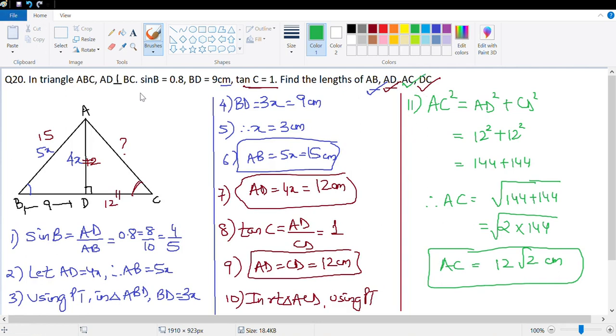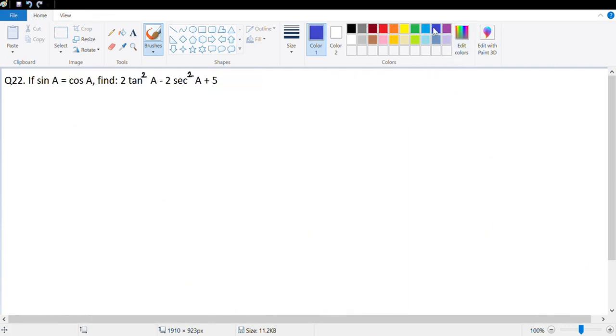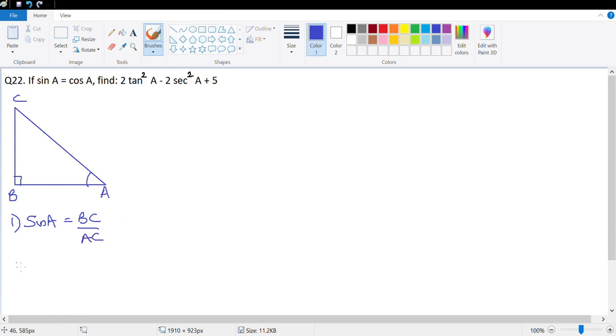Let's look at the next one. The next question that we do is question number 22. Question number 22 says sin A is equal to cos A. Let's just draw a rough diagram and see what it means. Okay, so A, B and C. What is given is sin A would be equal to perpendicular, which is BC upon AC, and cos A would be equal to base, which is AB upon AC.